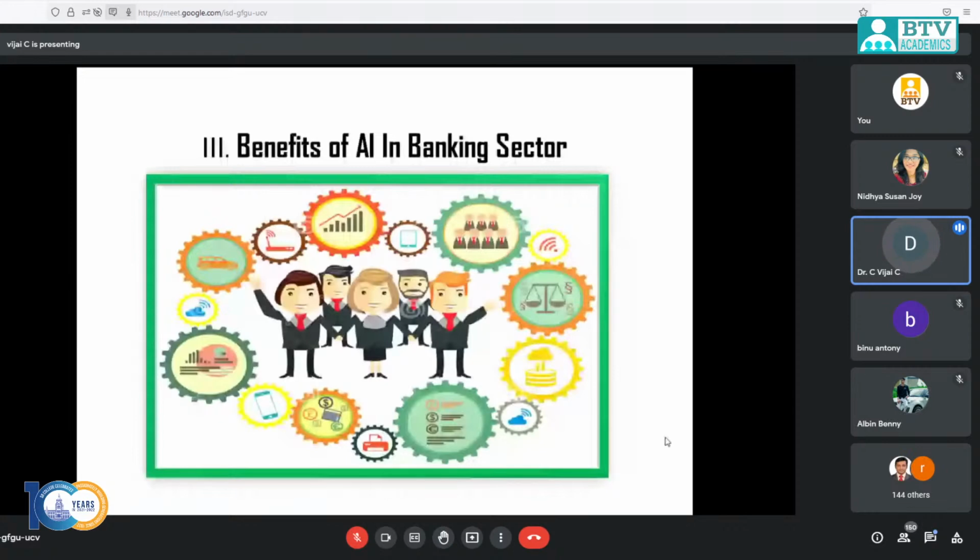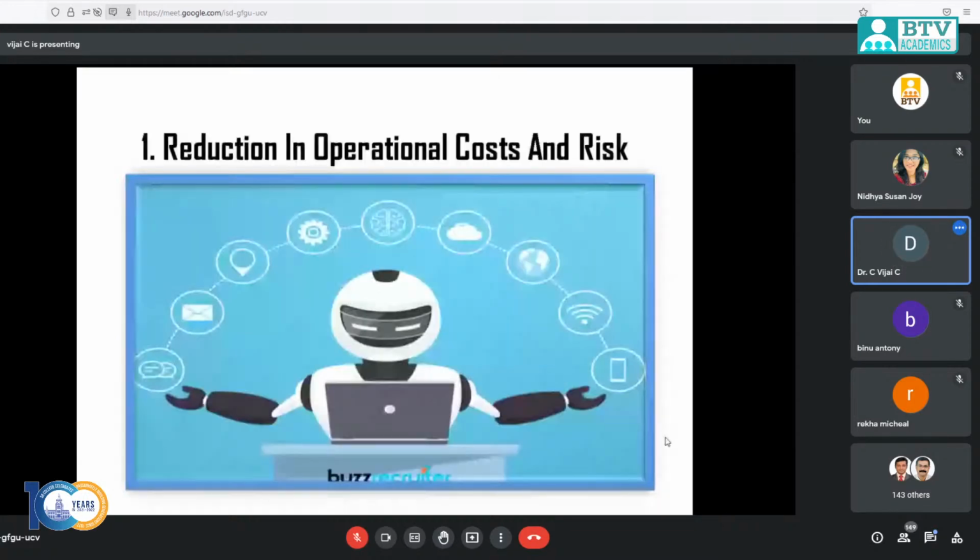AI has immense potential for the banking sector. AI brings automation and simplifies processes. Here are a few noteworthy benefits of AI for the banking sector. The first benefit is the reduction of operational cost and risk. The banking industry is largely digital in operations, but it still deals with human-based processes that are sometimes paperwork heavy. In this process, banks face significant operational cost and risk issues due to the potential for human error.